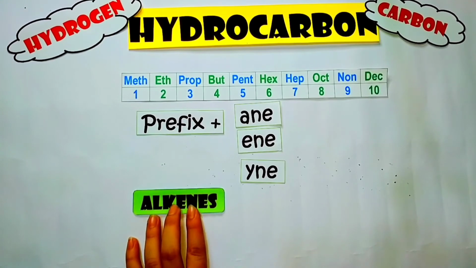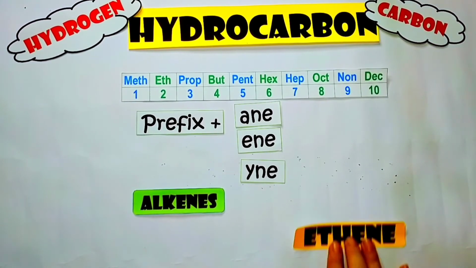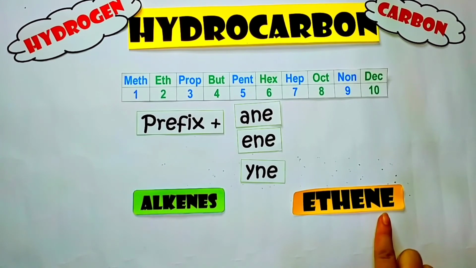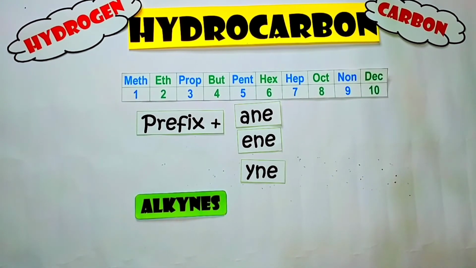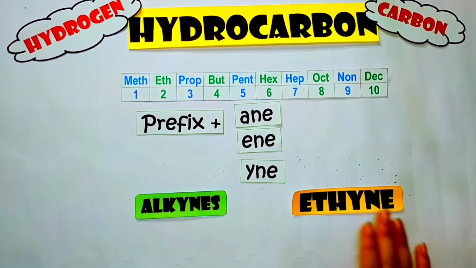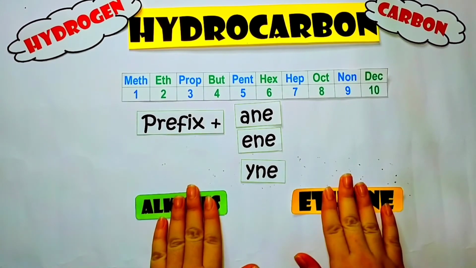What about under alkenes? I have 2 carbon atoms. What do you think is the name of that alkene? Very good. It's ethene, because of the prefix "eth", which is 2 carbon atoms, plus the suffix "ene" for alkene. That is ethene. Let's say I have a triple bond with 2 carbon atoms. What do you think is the name of that alkyne? Very good. It's ethyne, because of "eth", which means 2, plus "yne", which is the suffix for alkyne.